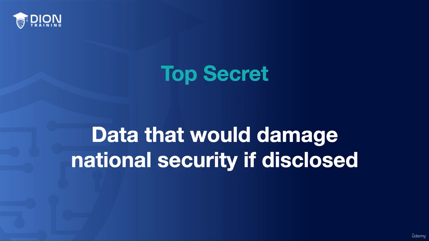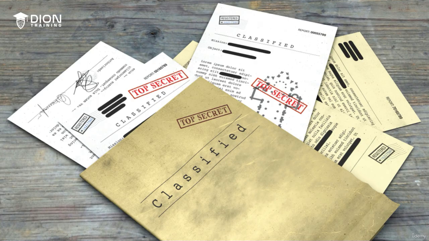Finally, we have the highest classification, which is known as top secret. Top secret data might include the blueprints for a weapon system or other information that would gravely damage national security if it was known to those who were not authorized for this level of information. So, you can see that these classifications get more and more serious and they would have bigger and bigger effects to us. And so, we're willing to spend more money and more time to protect the higher levels of classification.